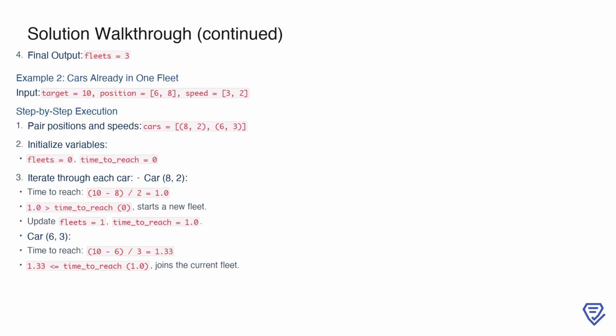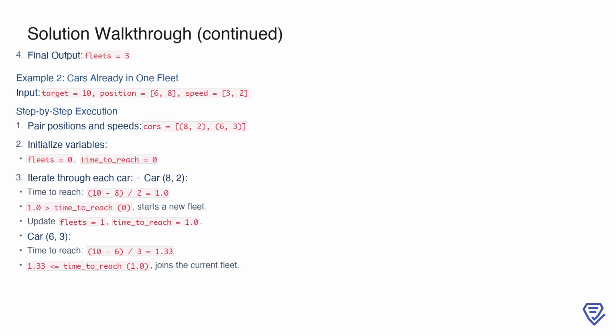We initialize fleets to 0 and time_to_reach to 0. Starting with the car at position 8 with speed 2, it takes (10 - 8) / 2 = 1.0 hours to reach the target. Since this time is greater than time_to_reach, this car starts a new fleet. We update fleets to 1 and time_to_reach to 1.0.